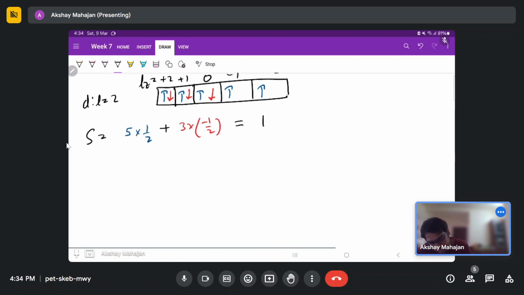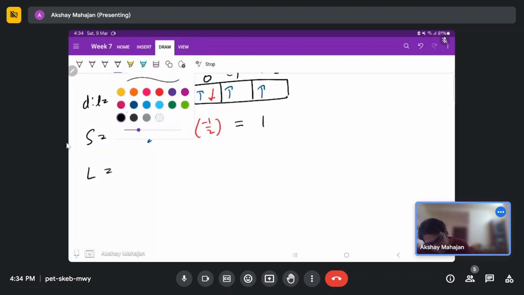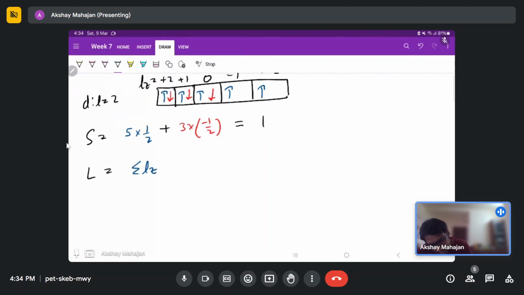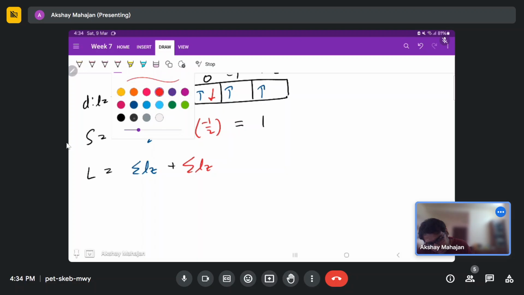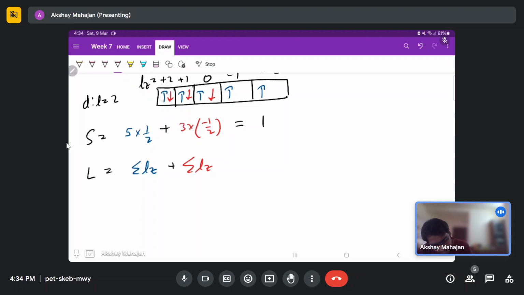So S is equal to 1, and L will be equal to the summation of Lz for the spin ups plus the summation of Lz for the spin downs. So that will be equal to 0 plus 3 plus 2 plus 1, so capital L will be equal to 3.